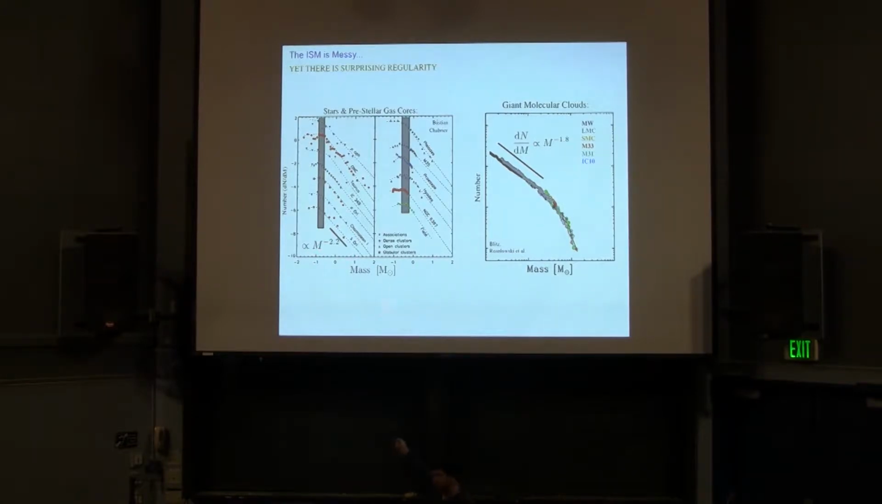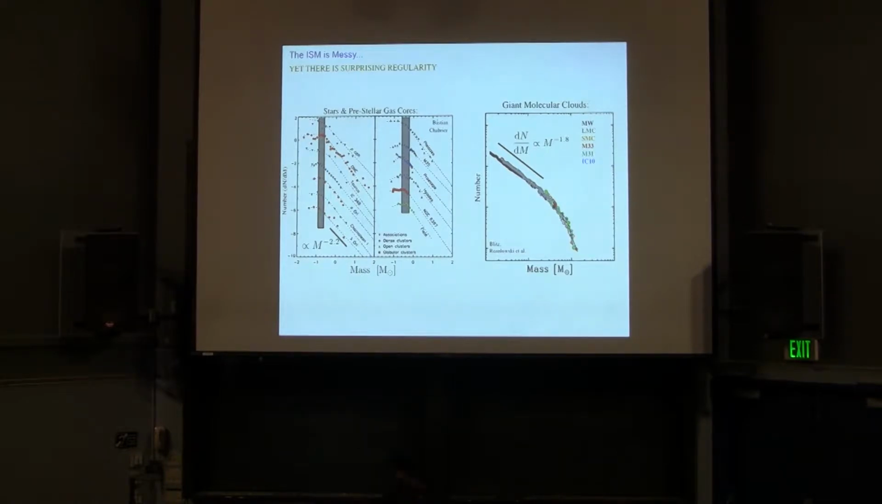And -2 is an interesting number that I'm going to repeatedly come back to in this talk, because if this number were exactly -2, it would mean that there's equal mass per logarithmic interval in mass. So -2 is a special number because -2 is where things are really, truly self-similar across scales. They're really scale-free. And so it's close, but a little steeper than that. And then there's this sort of log-normal-ish rollover at low masses.